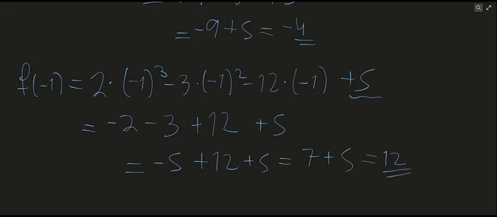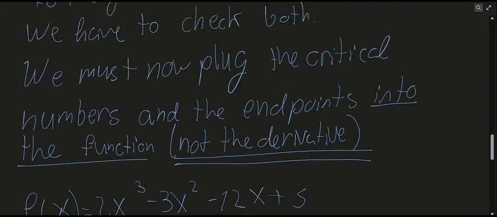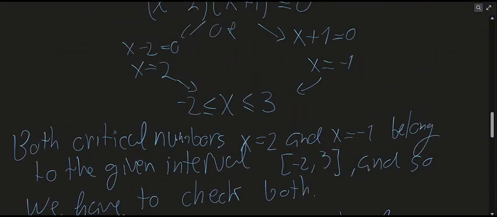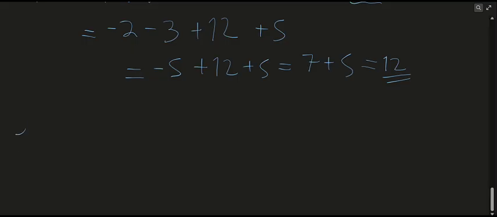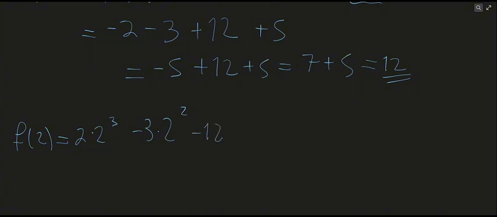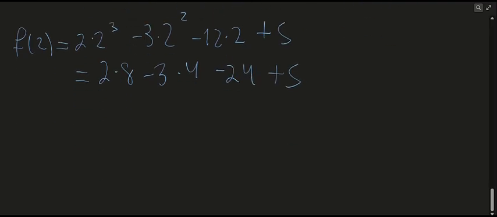We're almost done, everyone. The only remaining point we need to plug in is the other point where the derivative is 0, which is x equals 2, this one. So let's plug in 2 and see what we get. F of 2 is equal to 2 times 2 cubed minus 3 times 2 squared minus 12 times 2 plus 5. Well, 2 cubed is going to be 8, so 2 times 8, minus 3 times 2 squared, which is of course 4, minus 12 times 2, what's that? Negative 24, plus 5. Okay, good enough.